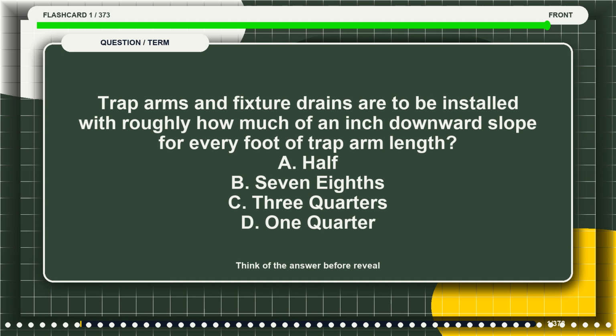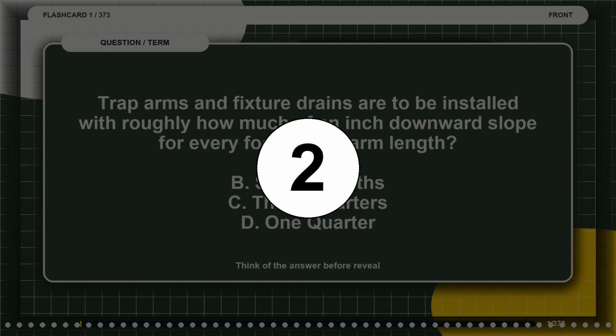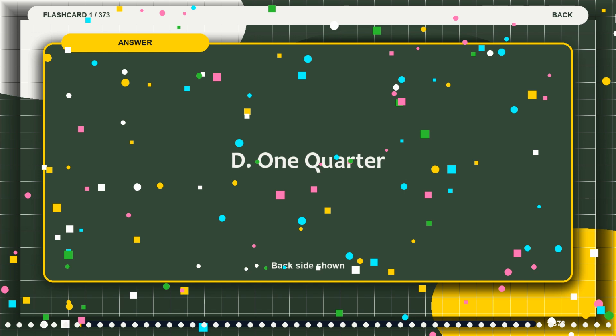Flashcard 1. Trap arms and fixture drains are to be installed with roughly how much of an inch downward slope for every foot of trap arm length? A. Half. B. 7/8. C. 3/4. D. 1/4. Think of the answer before the reveal. The answer is D. 1/4.